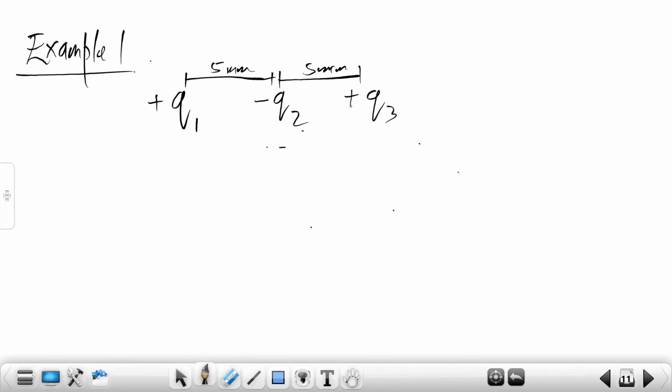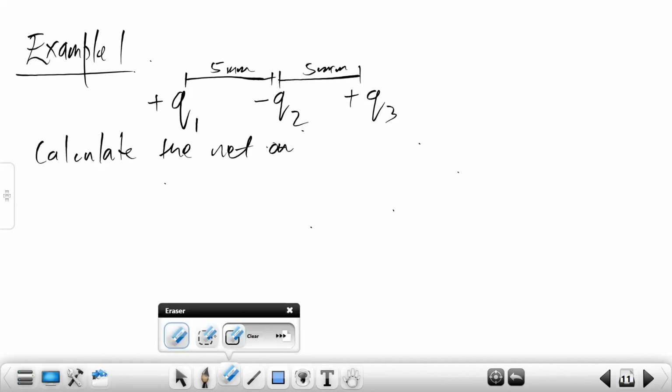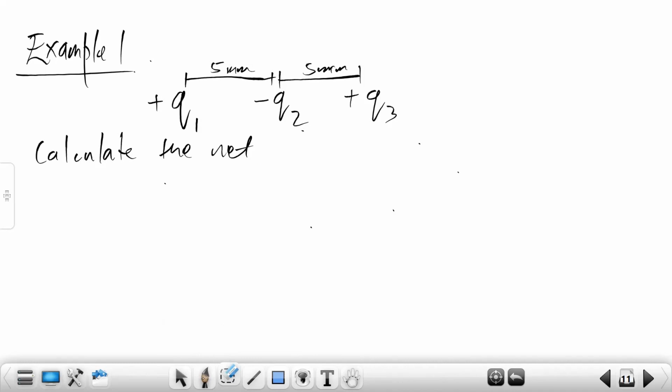And then they say to me, calculate the net force. Okay, let's make it complex. Yes, calculate the net force acting on Q3, the net force.